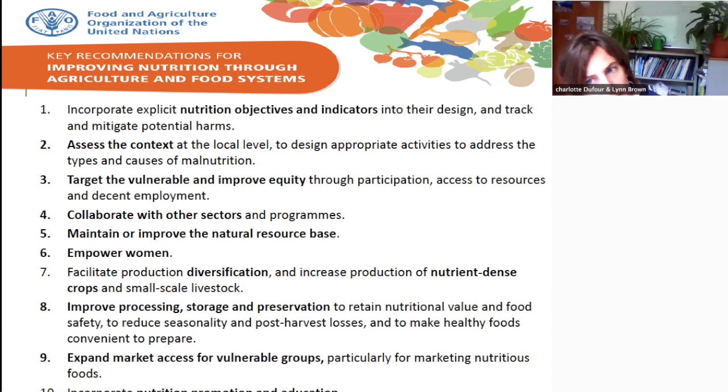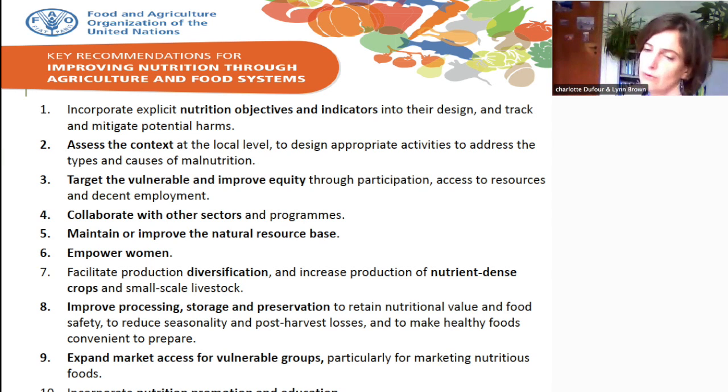And there we really say it starts with natural resource management, including promoting biodiversity. Gender sensitivity is absolutely key. Diversification of food production is key. We've seen a lot of focus on staple crops and commercial agriculture and individual value chains, but we really need to broaden the scope, including biofortified crops where relevant. And finally, there's a lot to do on processing, storage, and preservation, and expanding market access for vulnerable groups.